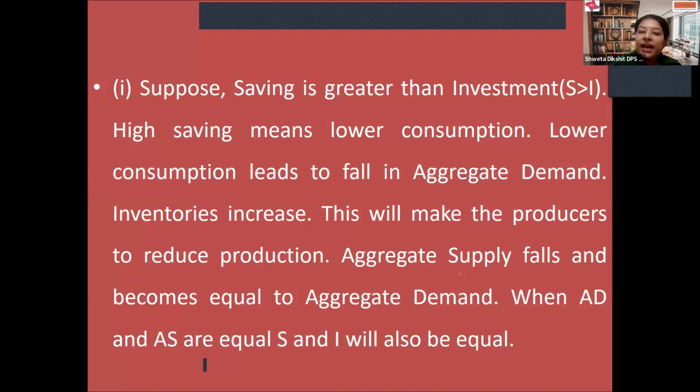Now, the same kind of explanation which we saw in the last question, why there is no equilibrium when S is greater than I. When S is greater than I, it means there is higher saving and lower consumption. That means consumers are saving more and consuming less. It means lower aggregate demand, and with lower aggregate demand, the inventories will start rising.